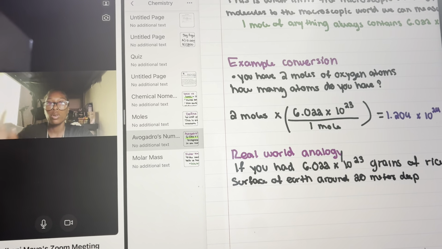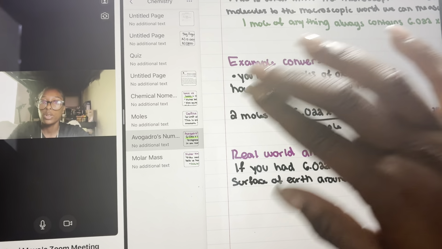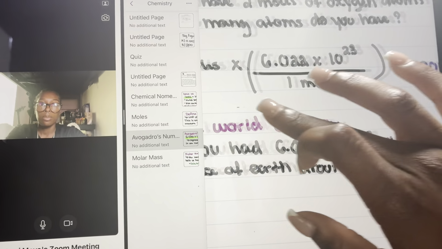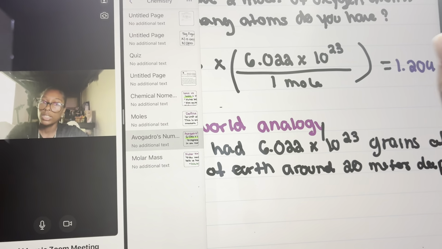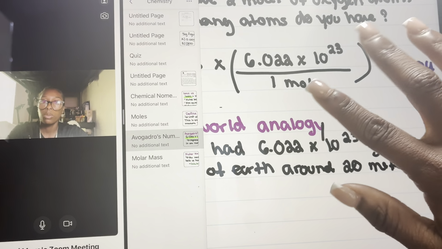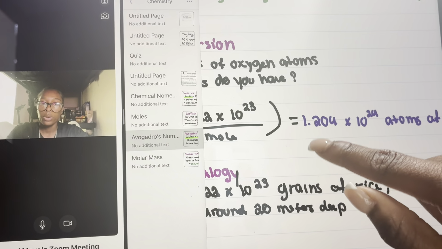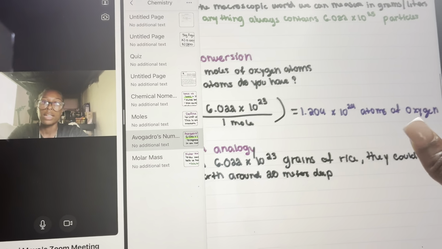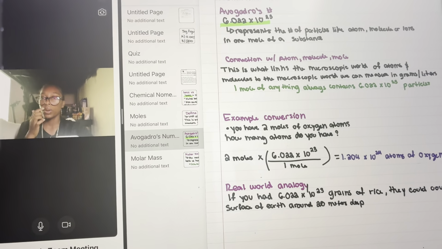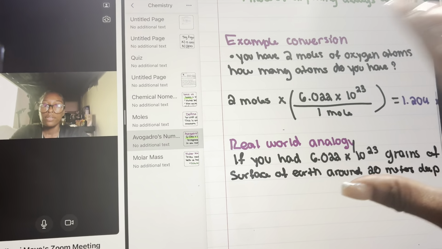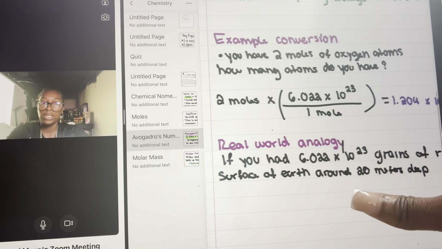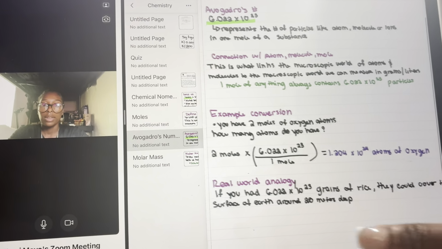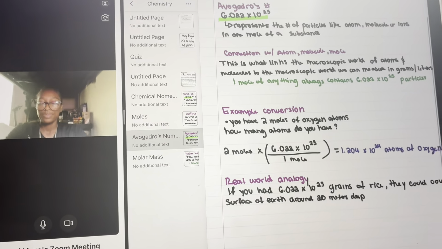You have 2 moles of oxygen atoms. How many atoms do you have? So first I took the 2 moles right here and I multiplied it by 6.022 times 10 to the 23 over 1 mole, and then I got 1.204 times 10 to the 24 atoms of oxygen. Real world analogy: if you had 6.022 times 10 to the 23 grains of rice, this could cover the entire world about 20 meters deep.